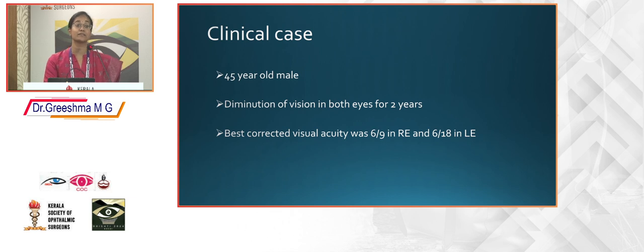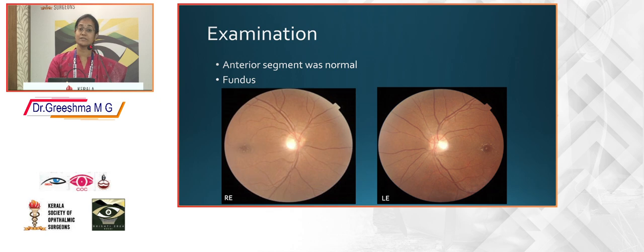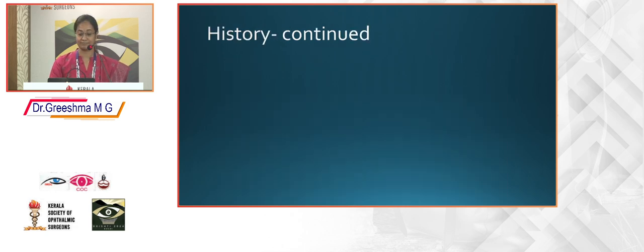He came to me with decreased vision in both eyes for the past 2 years. His best corrected visual acuity was 6/9 in the right eye and 6/18 in the left eye. His anterior segment was normal and the corneas were clear. Fundus examination showed bilaterally normal optic disc with fine refractile crystals at the macular region.